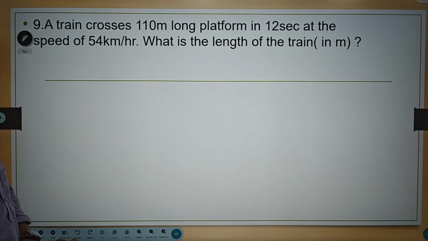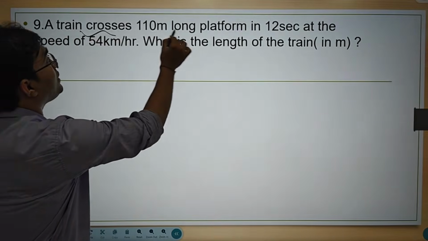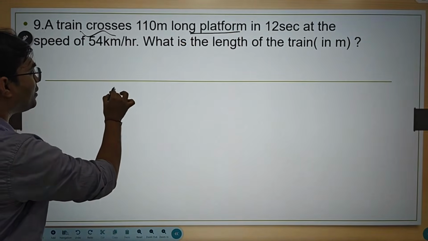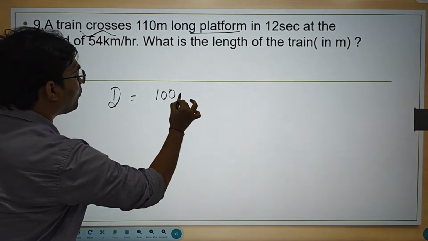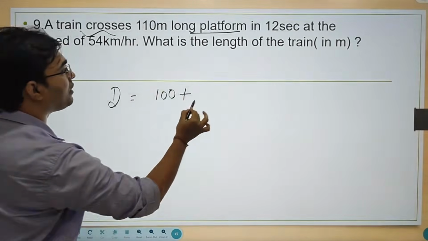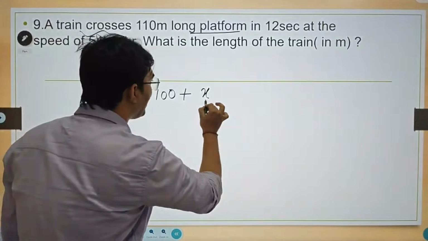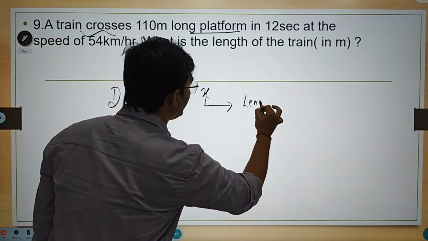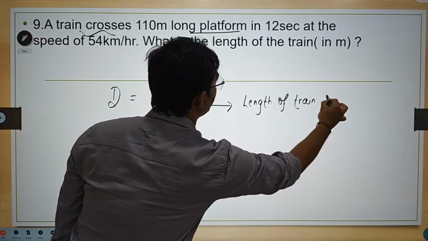A train crosses a 110 meter long platform in 12 seconds at the speed of 54 kilometer per hour. Then what is the length of the train? Now what is given again? The train is crossing a platform. So what is the distance covered by the train? Distance covered by the train will be equal to the length of the platform plus the length of the train. Let me call the length of the train some x meter. This x represents the length of the train in meter.